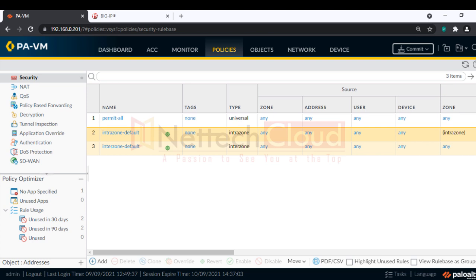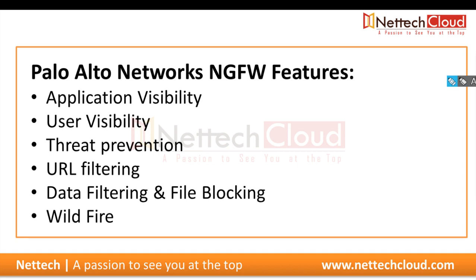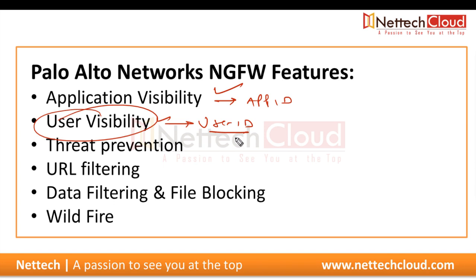Okay, next point. Next security feature is user visibility. Application visibility means App-ID. User visibility is also known as the User-ID feature. So you understand, user visibility means identifying users.